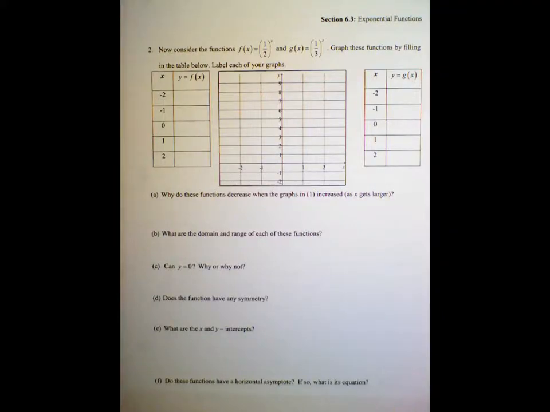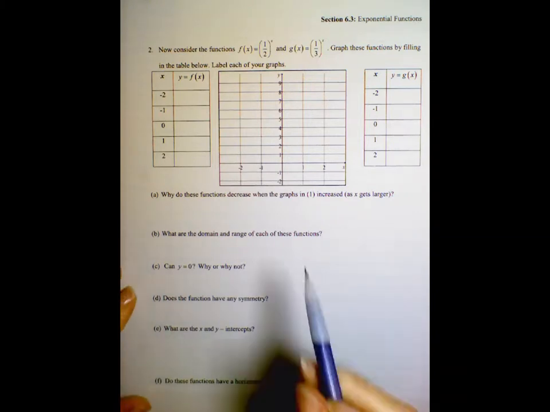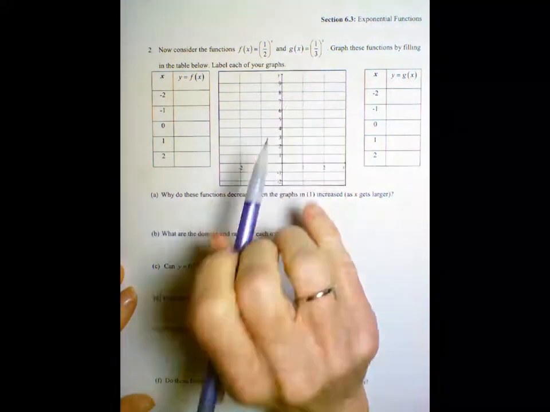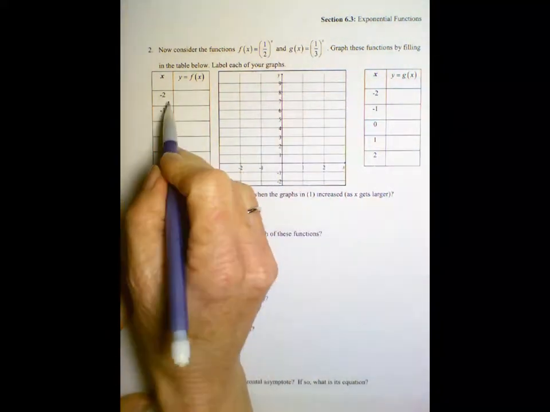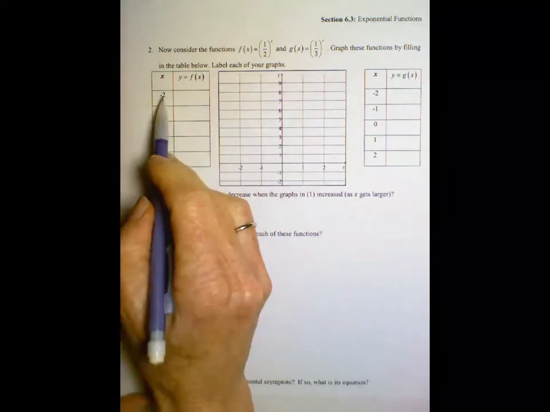We're going to continue to look at exponential functions here in section 6.3. Our previous explorations, if you recall, were f of x equals 2 to the x and g of x equals 3 to the x. Now we want to see what happens when we have an a that is less than 1. So we have 1/2 and 1/3.